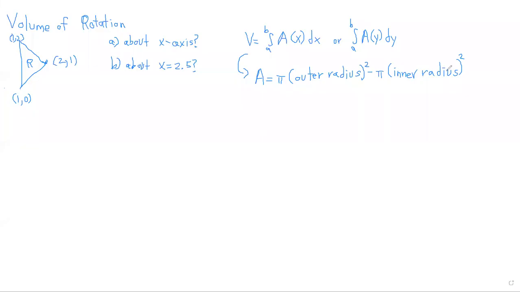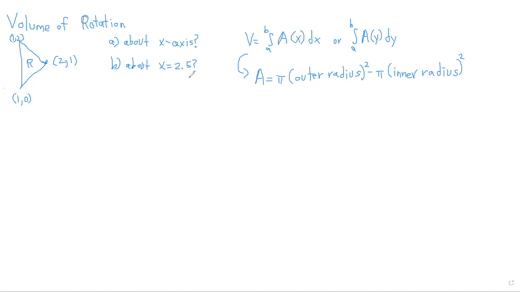So today in our Calculus 2 lesson, we're going to be going over something called volume, specifically volume about a figure when it's rotated about a certain axis. Now here we have a problem. There's a triangle bounded by the region R. It has the coordinates (1, 2), (1, 0), and (2, 1). And this is R that's bounded. And we want to find the volume when A, it's rotated about the x-axis, or B, it's rotated about x equals 2.5. So how do we do this?